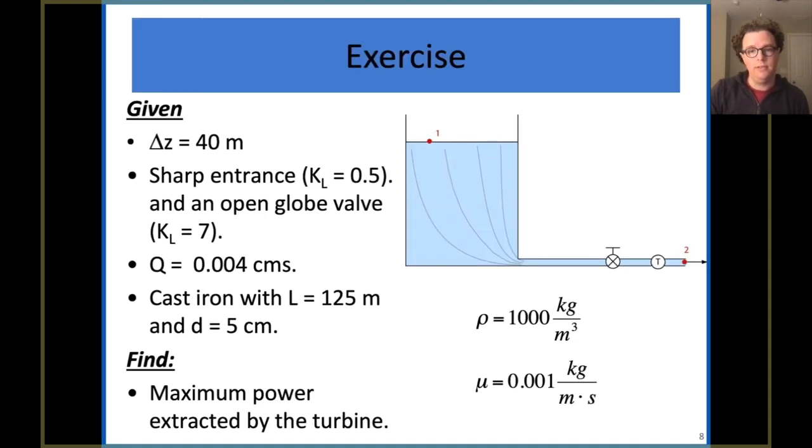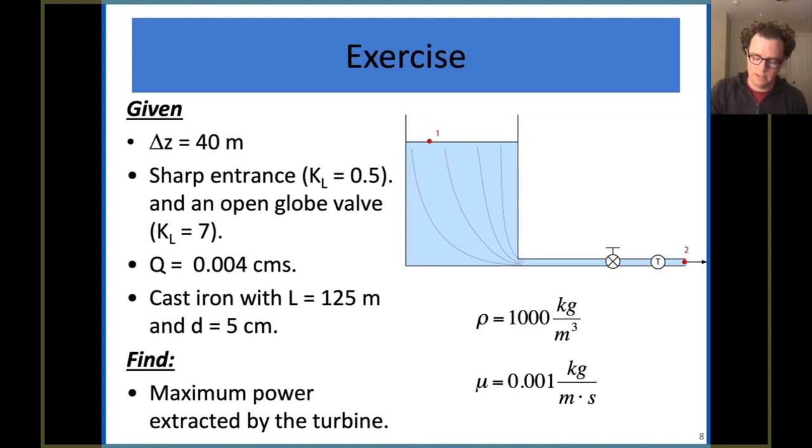Let's do an example to this effect. So here we've got a reservoir. We've got a change in elevation of 40 meters between the two given points. We have a sharp entrance. We have an open globe valve, and we're given the KL for both of those, a flow rate, and we're told cast iron pipe, 125 meters of it with a 5 centimeter diameter.